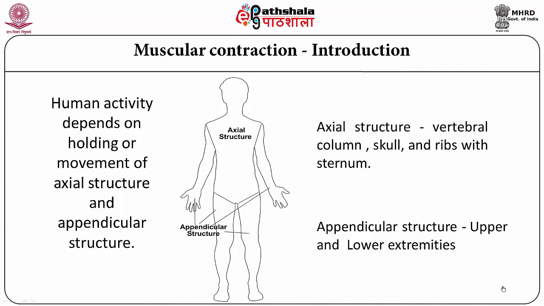Human activity depends on holding or movement of axial structure and appendicular structure. By axial structure, we include vertebral column, skull, ribs and sternum. Appendicular structure includes the upper extremities and lower extremities.